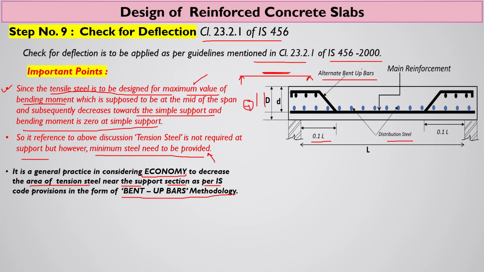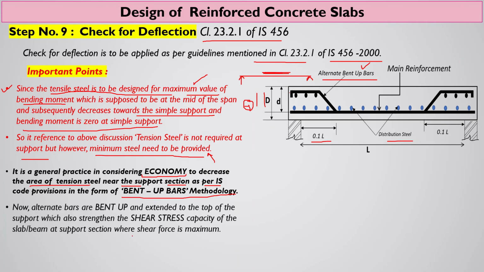So these are the bent bars. So what we are doing, we have reduced the reinforcement area at the support section by 50%, and the rest of the 50% area we have provided at the top. Now alternate bars are bent up and they are extended to the top of the support, which also strengthens the shear stress capacity of the slab or beam. We can provide this in slabs as well as beams at the support section, where shear force is maximum.